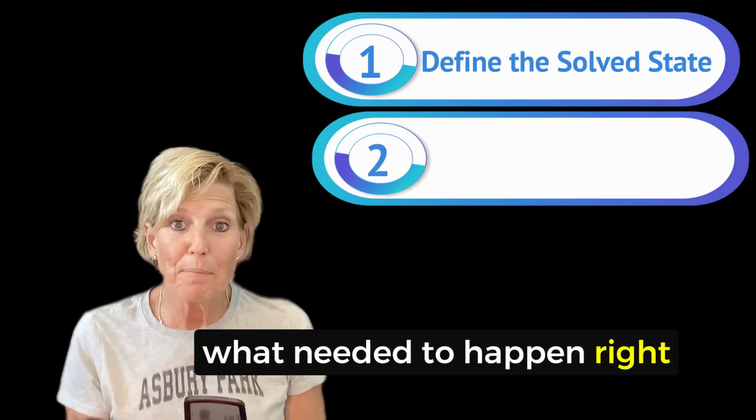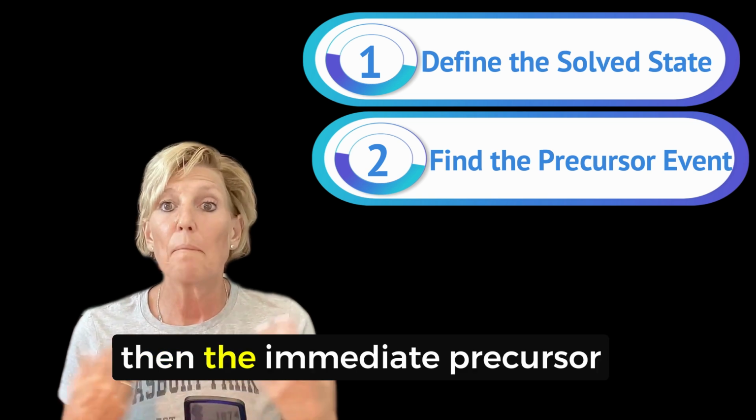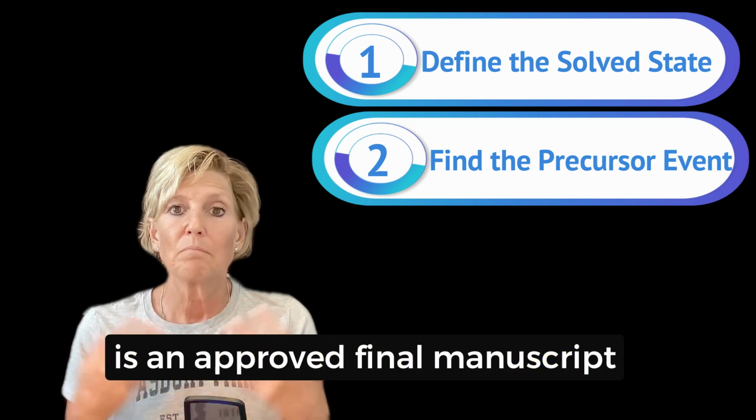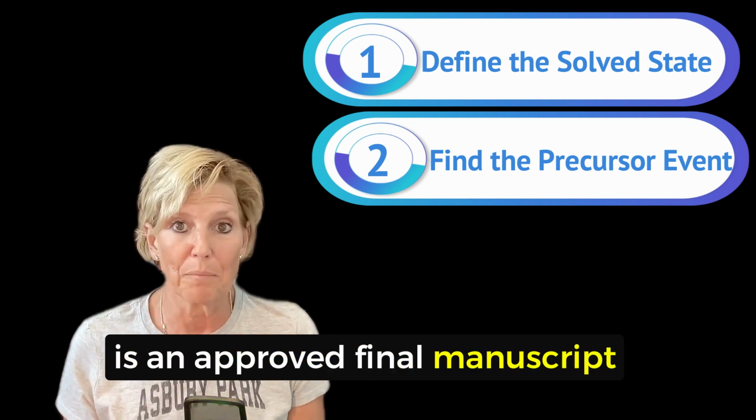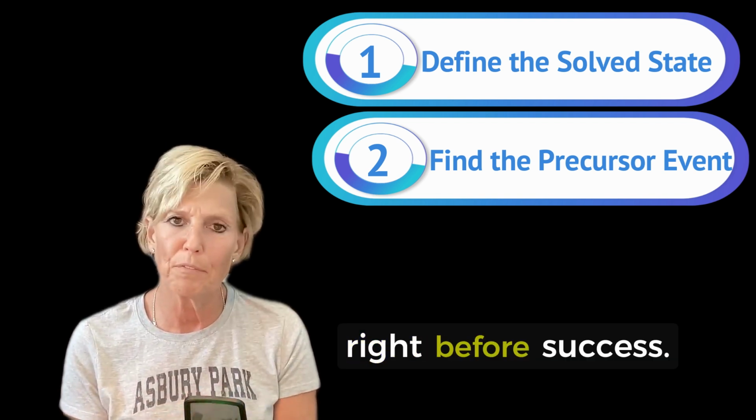Next, ask yourself, what needed to happen right before this win? For example, if your goal is a published book, then the immediate precursor is an approved final manuscript. So this step actually locks in the domino right before success.